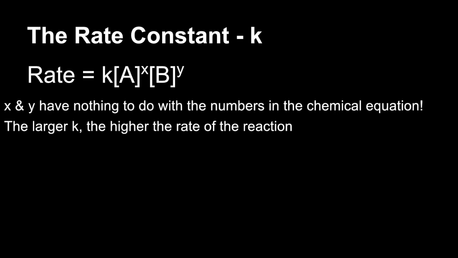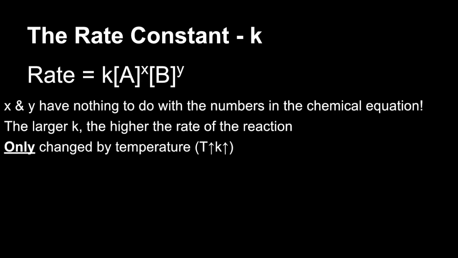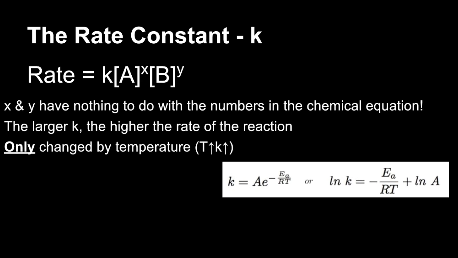K is essentially a measure of the rate of the reaction, so the higher the value for K, the higher the rate of reaction. K is only changed by temperature, so if temperature increases, K increases. And we have the Arrhenius equation, which we can use to show that, and those two forms of the equation are given on the data sheet, so don't worry, you don't have to memorize that.